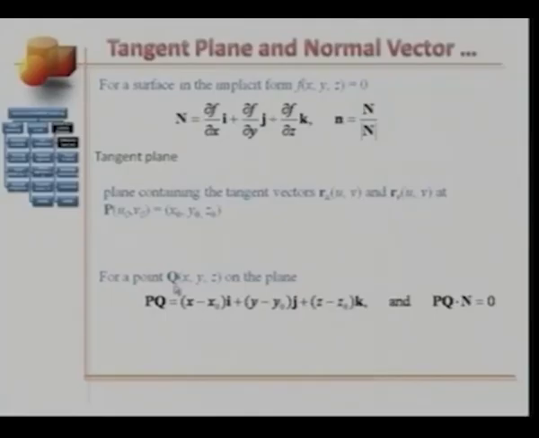So for q to be lying on the tangent plane, this vector on the tangent plane must be perpendicular or orthogonal to this normal here. In other words, PQ dotted with n must be equal to 0. And this would give us the equation of the tangent plane.